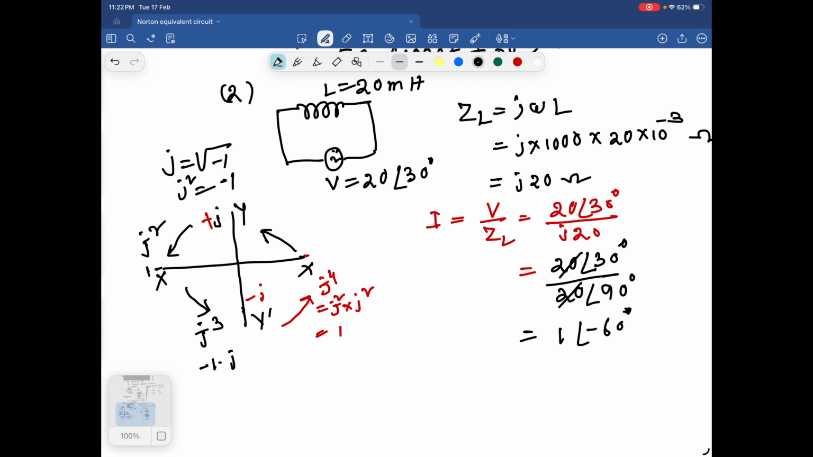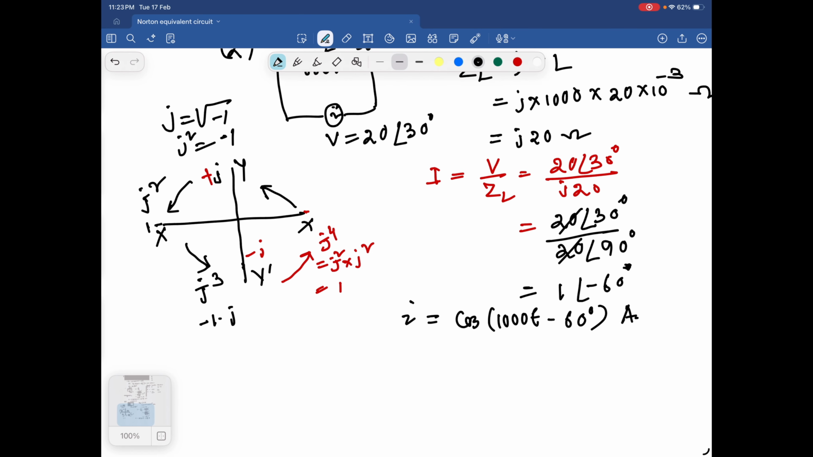Here the basic concept is, if the voltage is applied to any inductive circuit, voltage will lead, current will lag. So here we can see current is lagging by 60 degree. So instantaneous current I is equal to, magnitude of the current is 1, so this is 1 cos 1000 t minus 60 degree ampere. So what I told, in case of pure inductor, current lags.